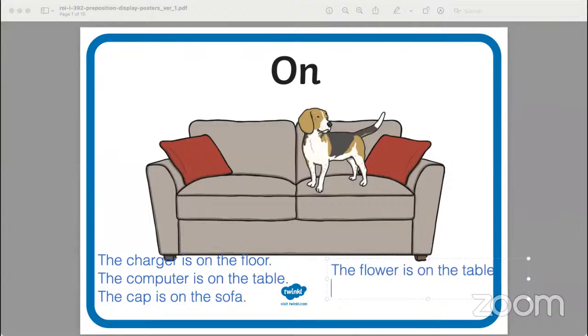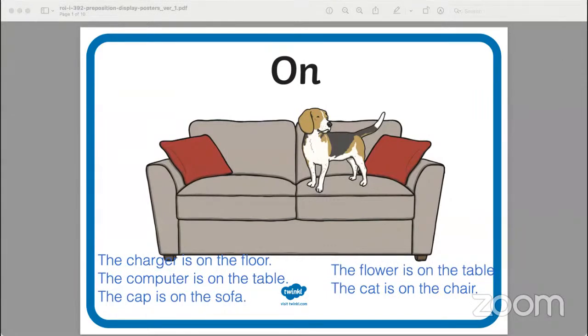The cat is on the chair. Good. The phone is on the bed. Good. Well done.